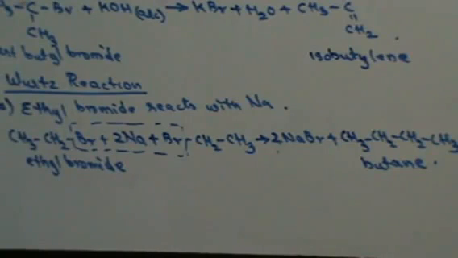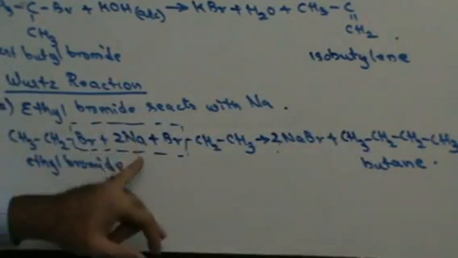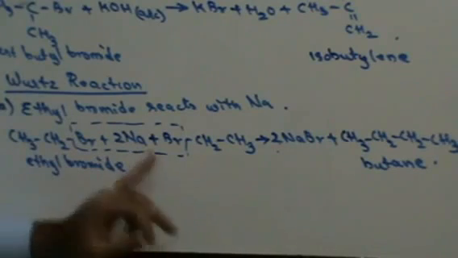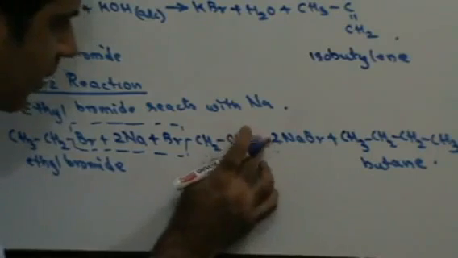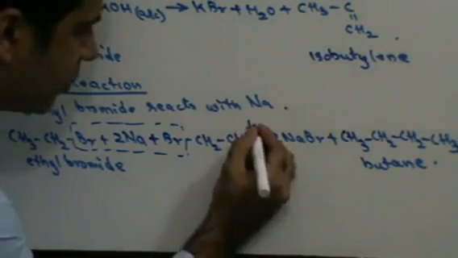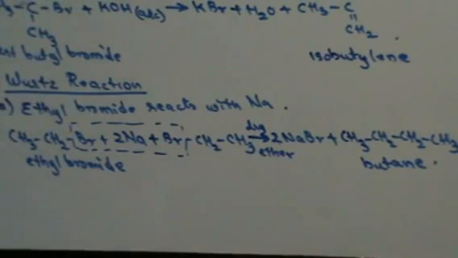What is Wurtz's reaction? It is a reaction where alkyl halide is treated with an active metal like sodium to form a higher alkane in the presence of dry ether. Dry ether is used as your catalyst. Fine, do we get this thing clear?